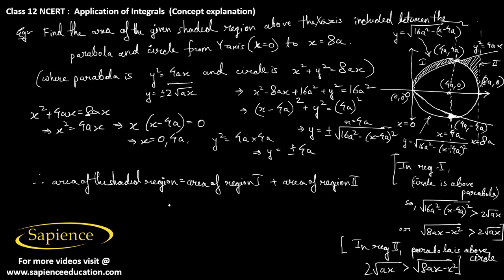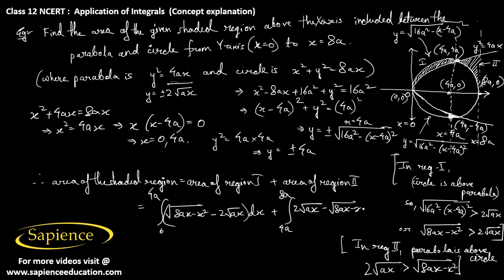Okay. So the area of the region 1 will be obviously the integral going from 0 to 4a of root over 8ax minus x square minus 2 root ax dx. Then plus, this will be 4a to 8a, 2 root ax minus root over 8ax minus x square dx.